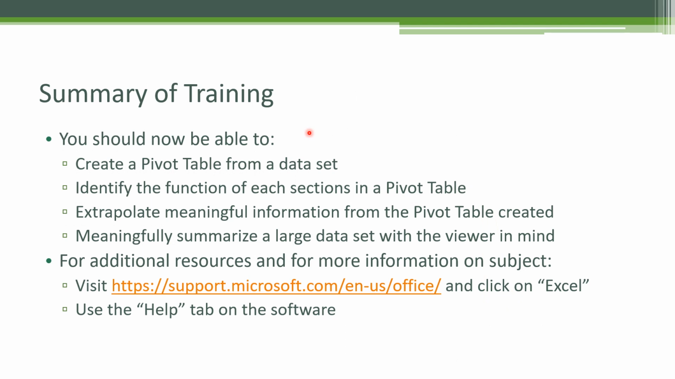To summarize, you should now be able to create a pivot table from a data set, identify the function of each section within the bottom quadrant of the pivot table. You should be able to extrapolate meaningful information from the pivot tables that you do create and meaningfully summarize a large data set with the viewer in mind. For additional resources, you can always go to support.microsoft.com and click on Office and click on Excel, and under the Help tab you should be able to find pivot tables.